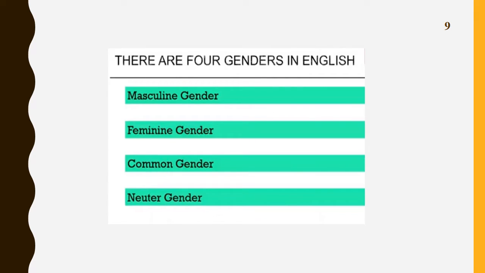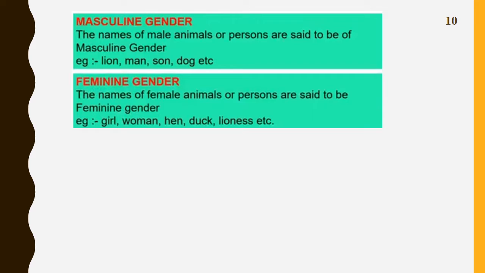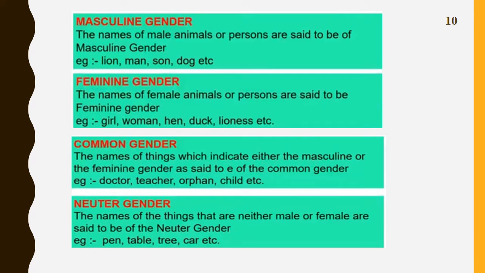There are 4 genders in English: masculine gender, feminine gender, common gender, and neuter gender. Masculine gender: the names of male animals or persons are said to be masculine gender: lion, man, sun, dog, etc. Feminine gender: the names of female animals or persons are said to be feminine gender: girl, woman, hen, duck, lioness, etc. Common gender: names of things which indicate either the masculine or the feminine gender are said to be of the common gender: doctor, teacher, orphan, child, etc. Neuter gender: the names of things that are neither male nor female are said to be of the neuter gender: pen, table, tree, car.